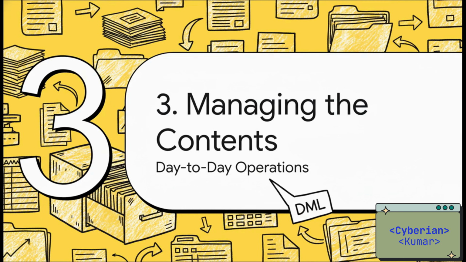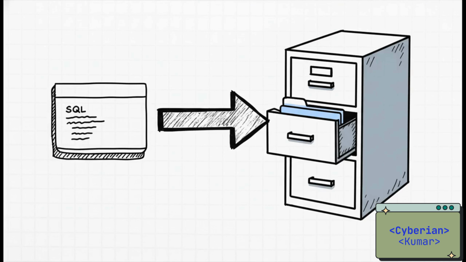Okay, the blueprint is done. The house is built. It's time to move in. We're switching hats now, from the architect to the homeowner. This is DML, the data manipulation language, where we handle the day-to-day stuff. An empty table isn't doing anyone any good, so the first thing we gotta do is put some data into it. We use the insert command for that. It's pretty straightforward. You just say insert into the table you want, tell it which columns you're filling, and then give it the values. And boom, just like that, our first student, Ravi, is officially in the database.